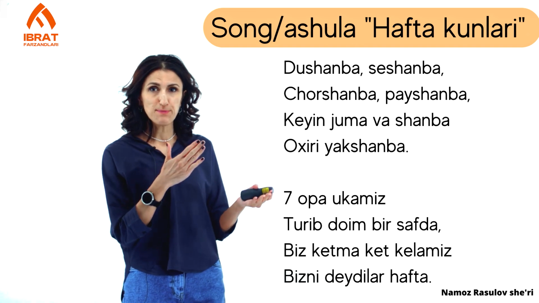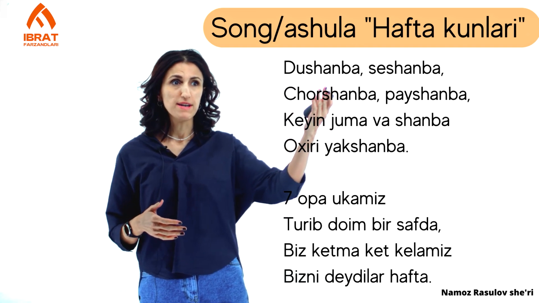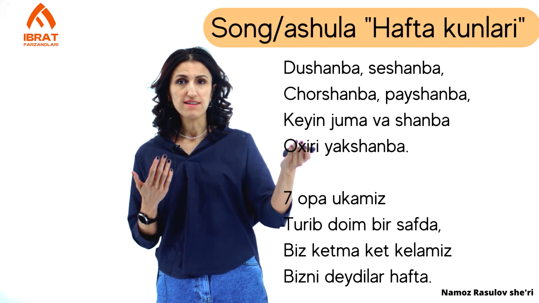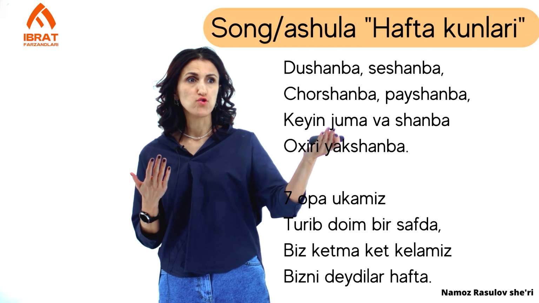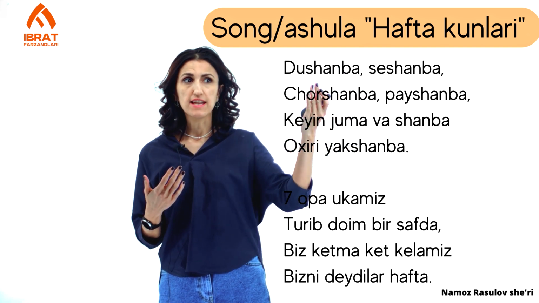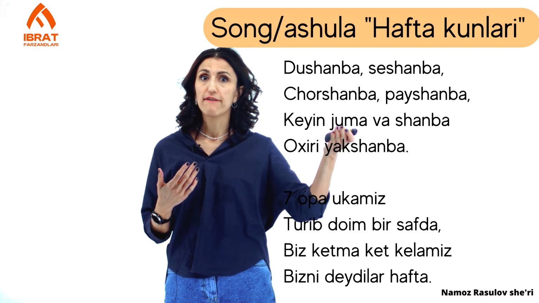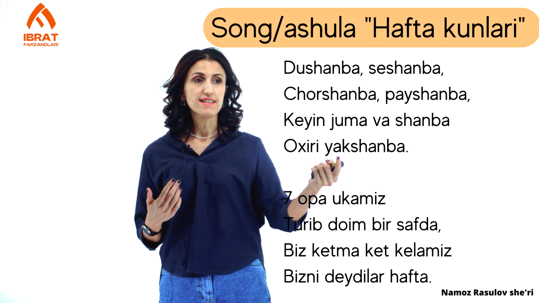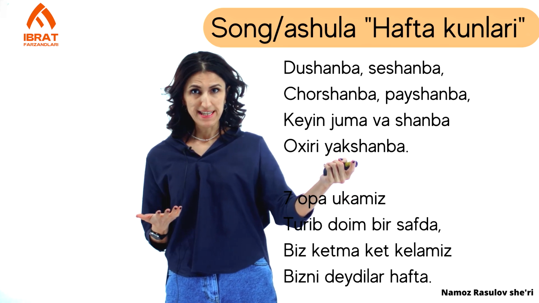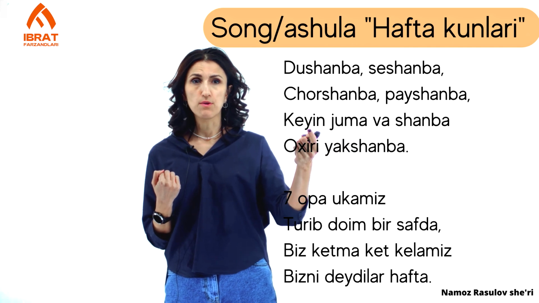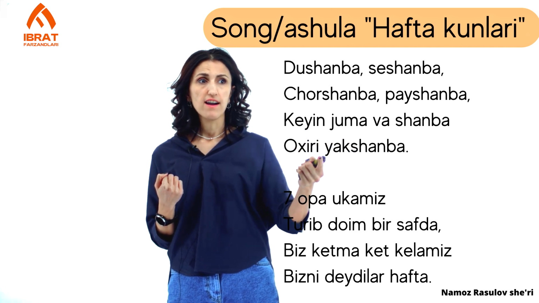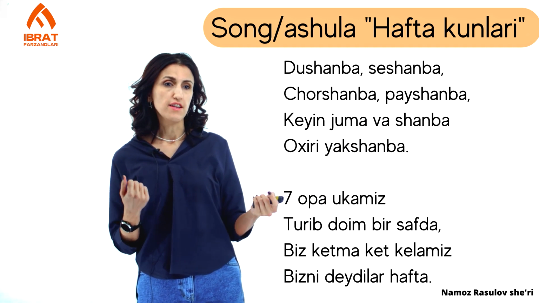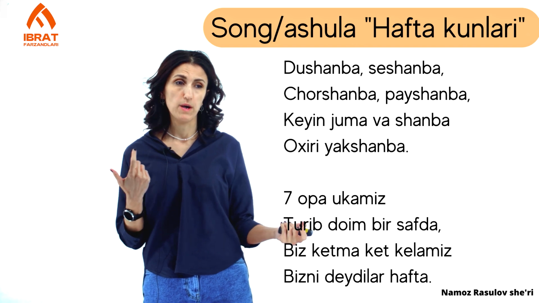As you see, in the first part we are just listing the days of the week. Dushanba, seshanba, chorshanba, payshanba. Keyin means then. After Thursday, we have juma. So Monday, Tuesday, Wednesday, Thursday, then Friday and Saturday. Oxiri, in the end, yakshanba, Sunday. Easy? You're learning new words like keyin, va, oxiri. The next part you could just understand. You don't have to memorize it, but if you'd like to, why not?